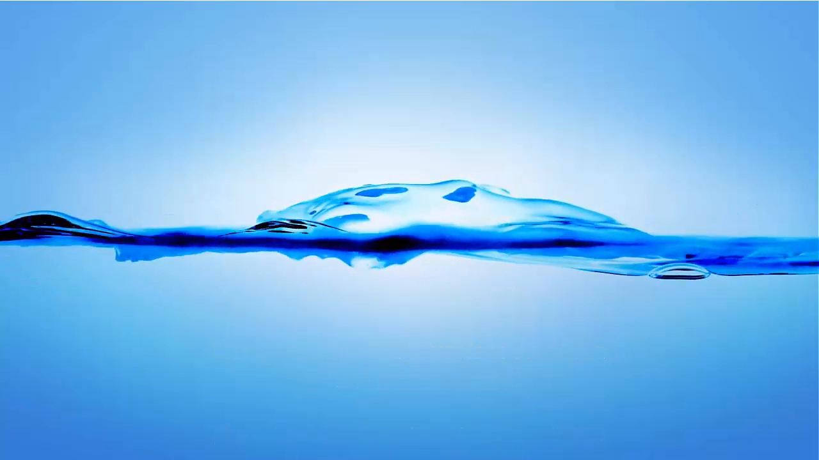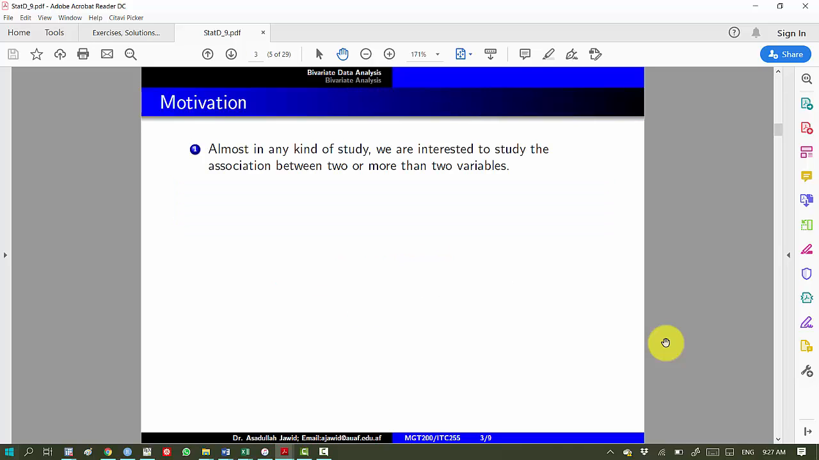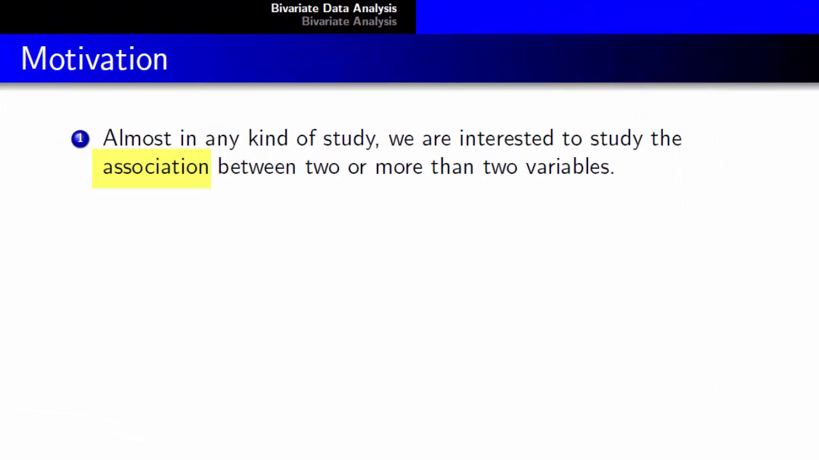Today we start bivariate analysis. So far we have covered different univariate descriptive techniques such as frequency table, graphical techniques, and numerical techniques. Today we start with bivariate analysis. In almost any kind of study, we are interested to study the association between two or more than two variables.